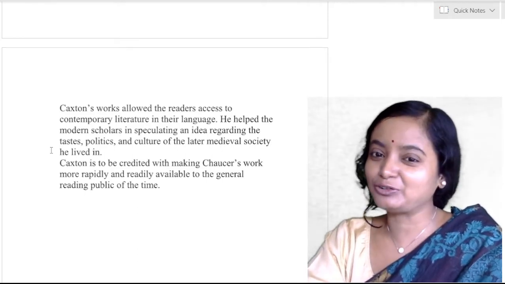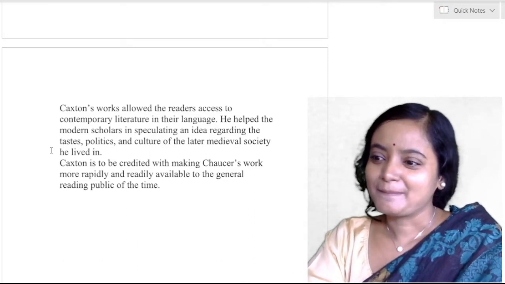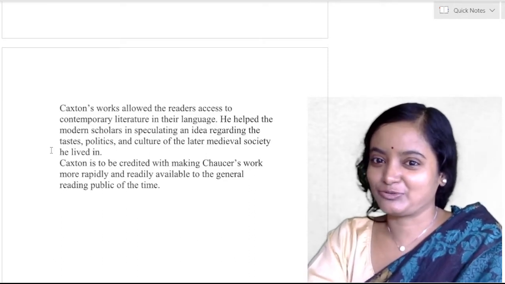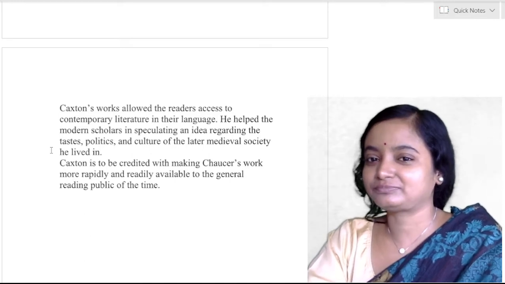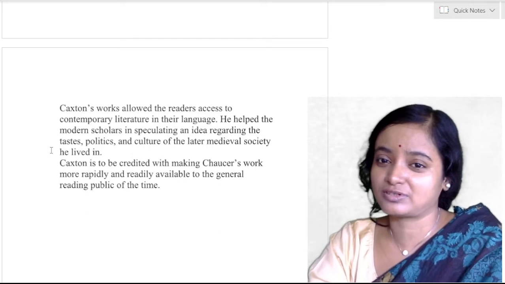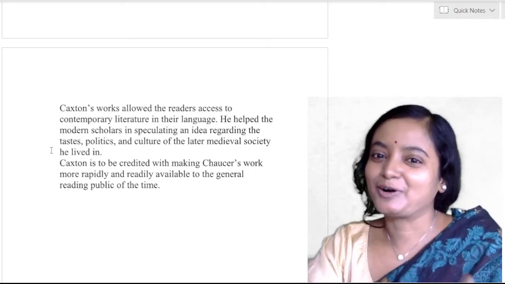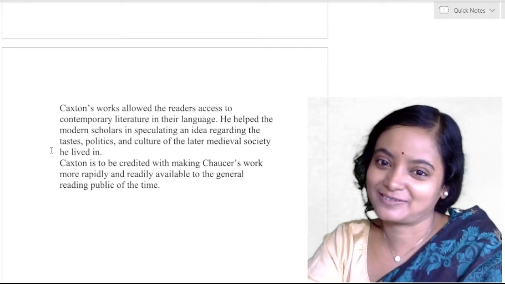So if Caxton could not accumulate all those works and keep them in safety, maybe we wouldn't get those works, maybe we wouldn't get the link to those works, and would not come to know about those great medieval works. So we must give our applause to Caxton for doing such things.